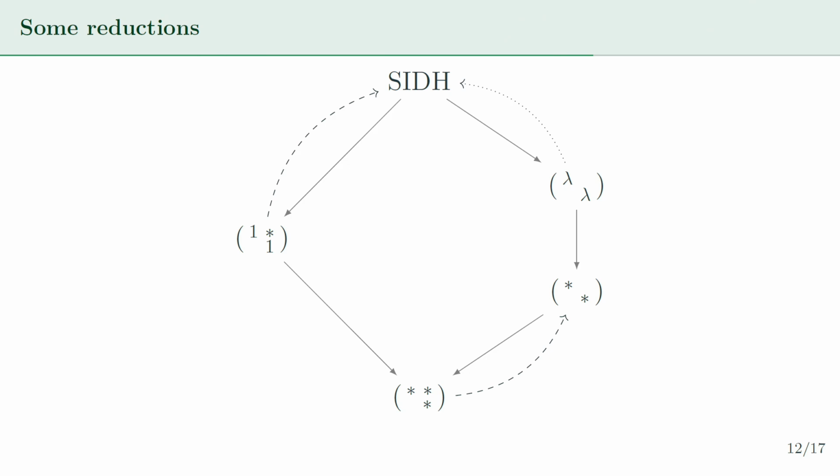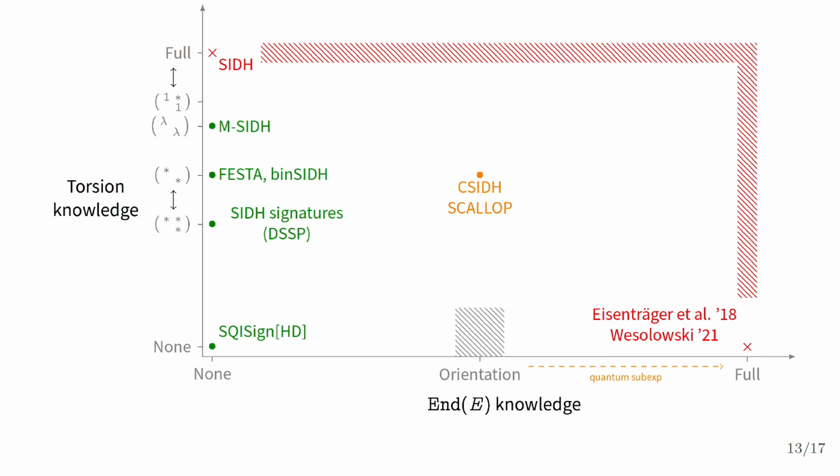So with this reduction, we can prove several other reductions. The solid arrows are natural reductions. The dashed arrows are the ones that are proven using the previous reduction that I described. The other arrow between SIDH and lambda-lambda is just for specific cases. There are reductions in very specific cases, but not in general. So with this, we can now have a very nice picture of the field right now. Not all the schemes in the field are here, but this gives a nice picture of the security of schemes in the field right now.